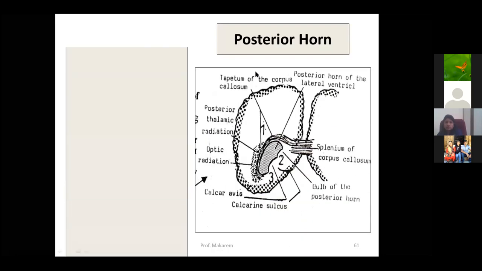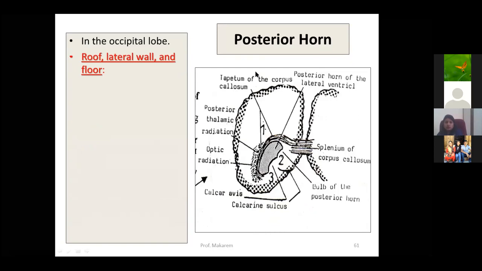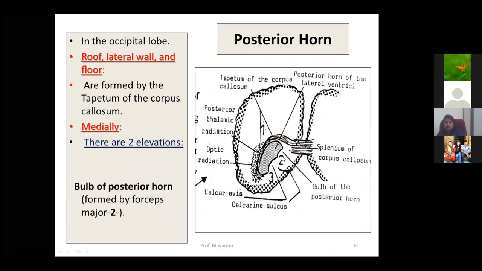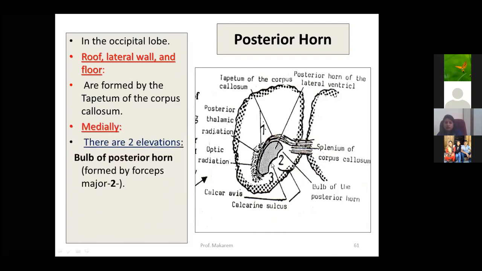Then you have the posterior horn, present in the occipital lobe. It mainly forms a roof, lateral wall and floor, and the roof is formed by the tapetum of the corpus callosum. Medially, there are two elevations. Then the bulb of the posterior horn is formed by the forceps major.